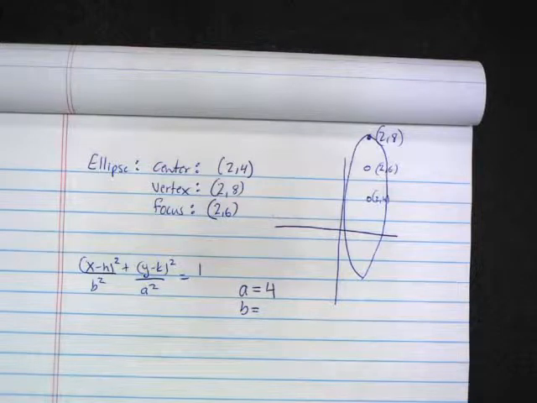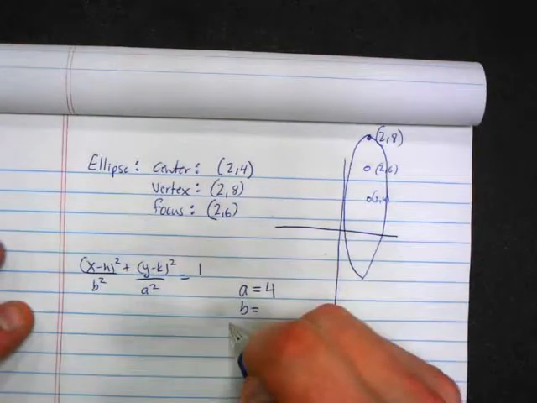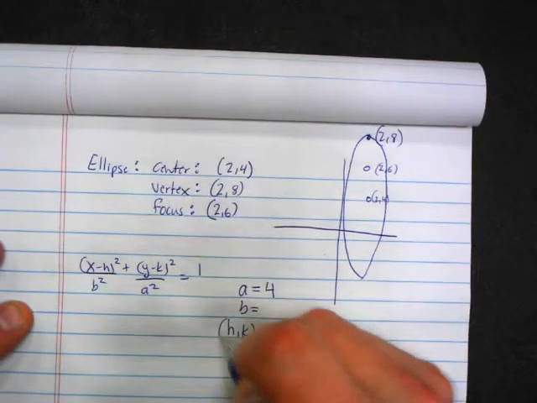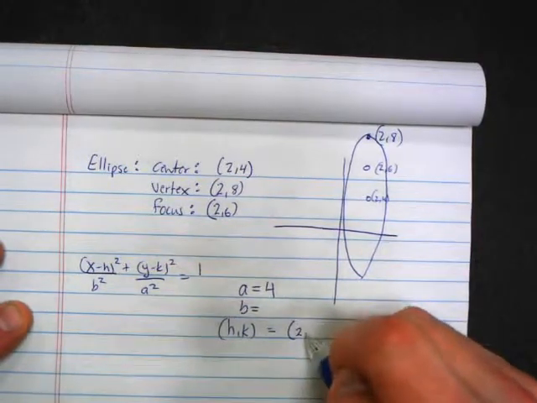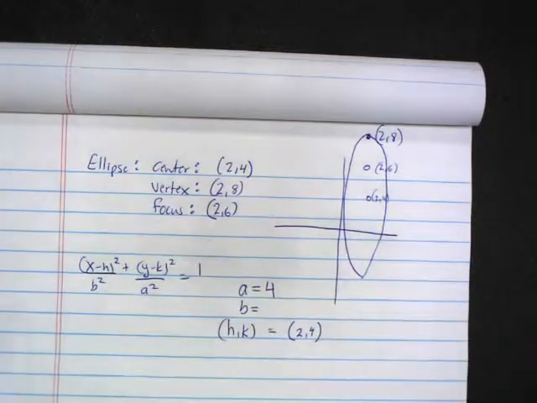I don't think so. Could be, but I don't think so. Well, let's skip that one. Let's come back to that one. What's the point HK? 2, 4. That's the center. So HK is 2. All right.